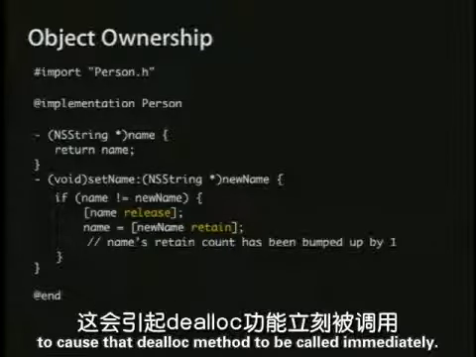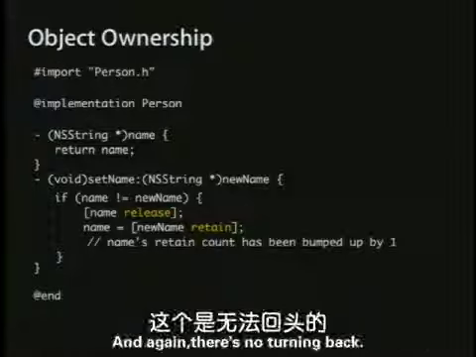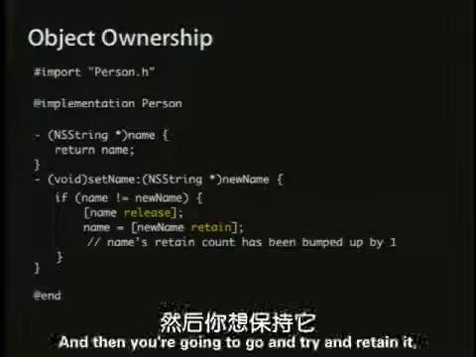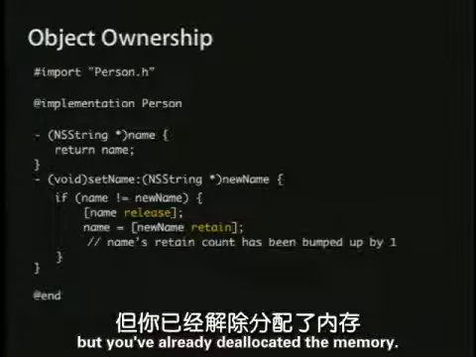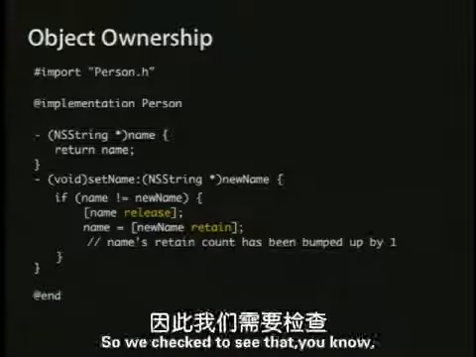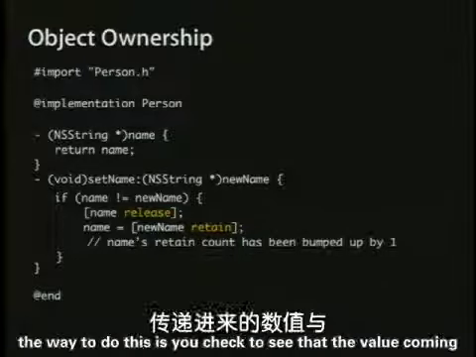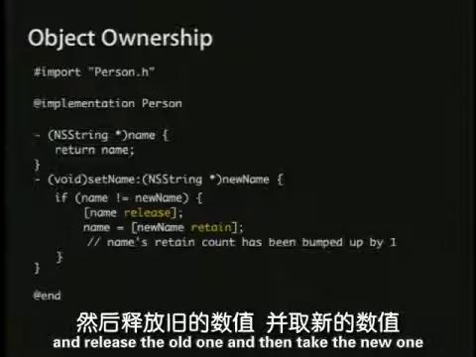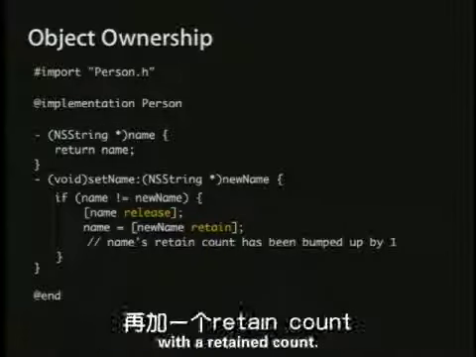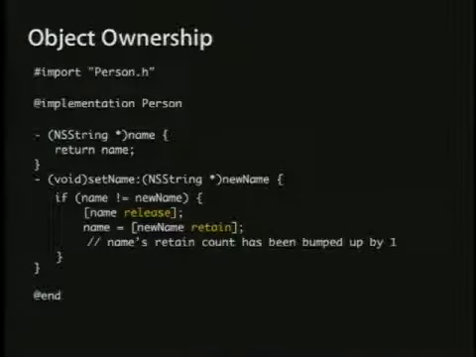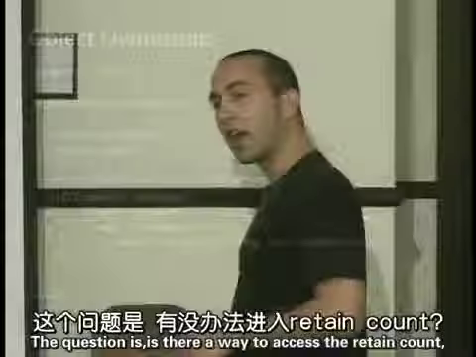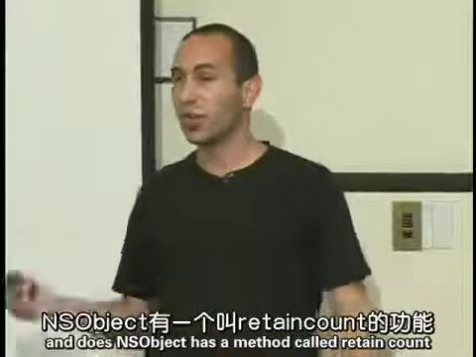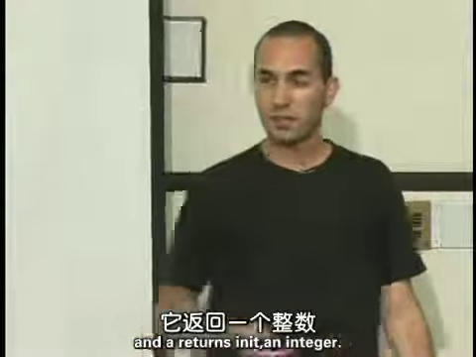One question I always hear is, why do you have to do this if statement? Why not just go ahead and do it? Well, let's say somebody passes in a new name that is the same object as the old name, and your person object is the only one holding a reference to it. If you went ahead without this if statement, you're going to release the old value, which is going to cause that dealloc method to be called immediately. And again, there's no turning back. Then you're going to try and retain it, but you've already deallocated the memory.